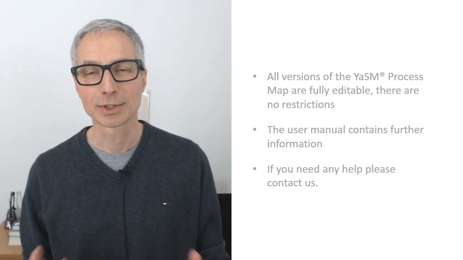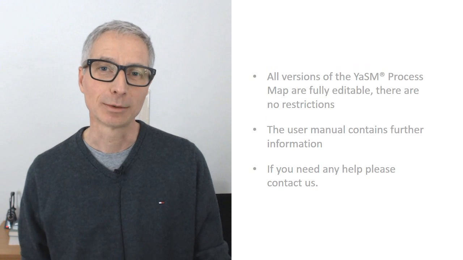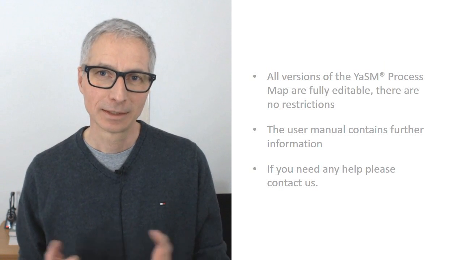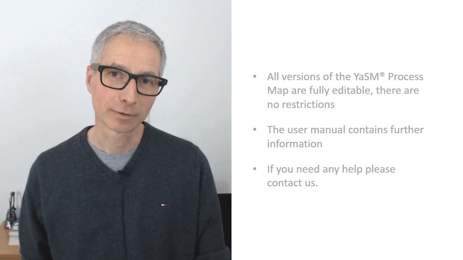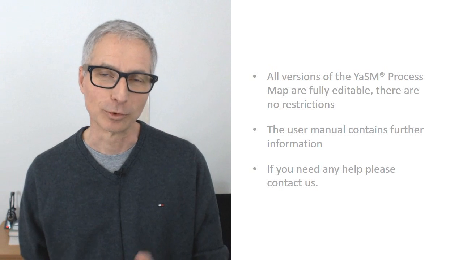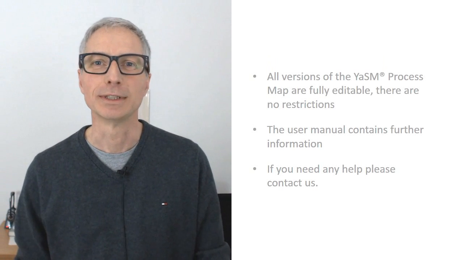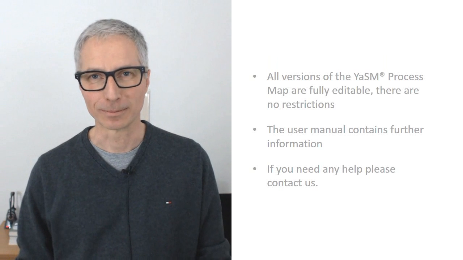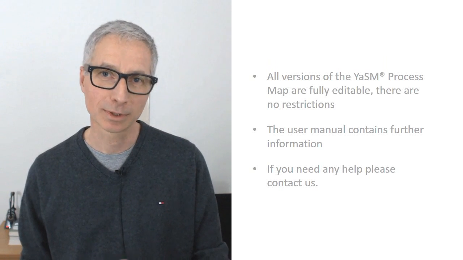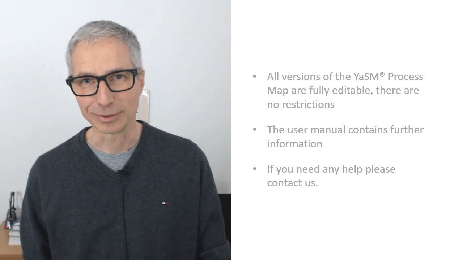For these examples, I wanted to demonstrate that the YaSM Process Map is completely flexible when it comes to adapting it to the needs of your organization. This applies to the Visio version of our YaSM model, as shown in this video, and also to the other platforms like Eris. I'm afraid we cannot cover all the details here, because that would take too long. But then, our process model contains a complete user manual with further information. And you can also get in touch with us if you need any help.